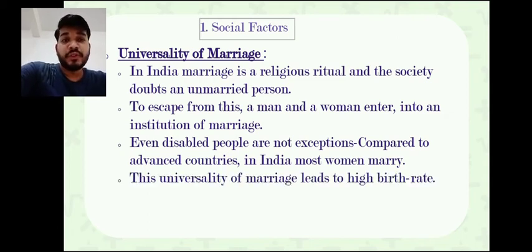So the universality of marriage leads to what? When you get married, you start creating your generation, and that leads to a high birth rate. This is what the mentality of India creates. This social factor creates more reproduction, or we can say a higher birth rate, because they now have to take on the responsibility as parents and take their family to the next generation. All these things come after marriage. This leads to the high birth rate in India. I hope you are clear with this first point.